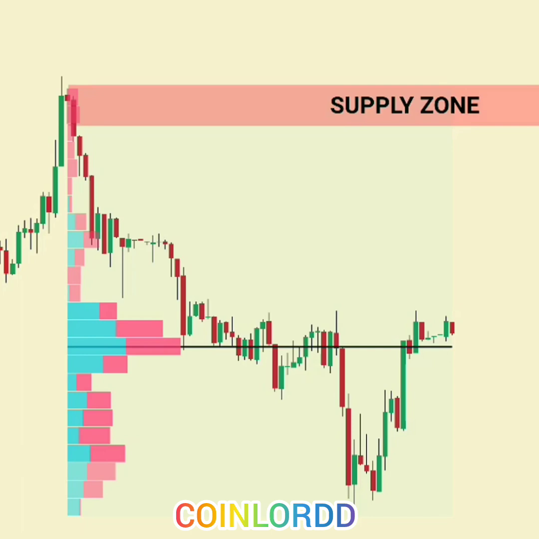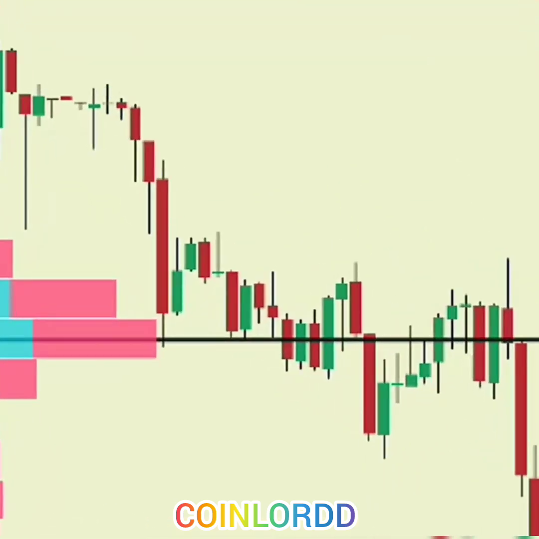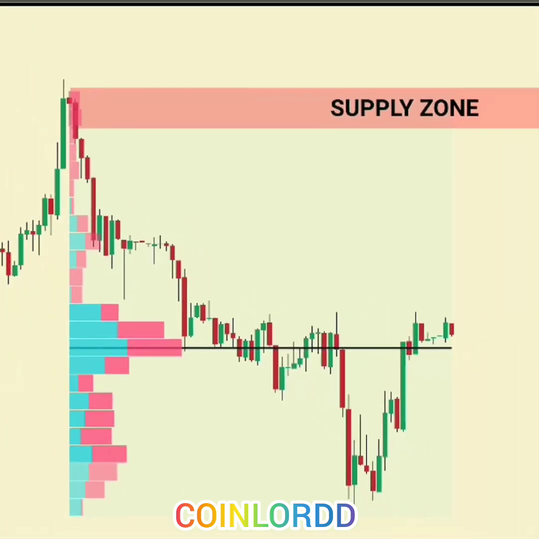And once the volume profile was applied, one specific level immediately stood out from the rest. That level was the point of control, also known as the POC. The POC represents the price level where the highest amount of volume was traded within this entire range. In other words, this is the area where the market showed the greatest level of participation and acceptance.